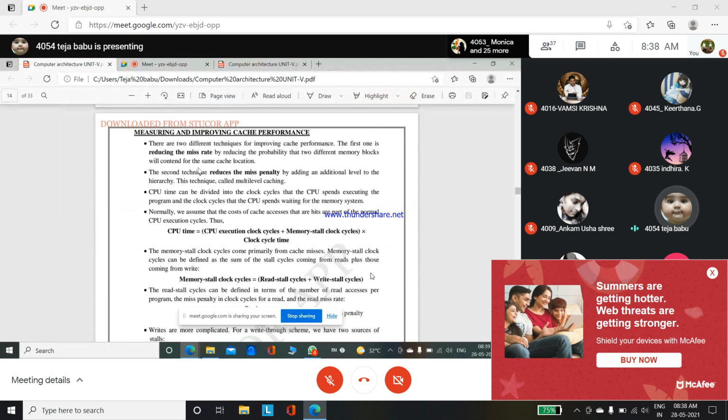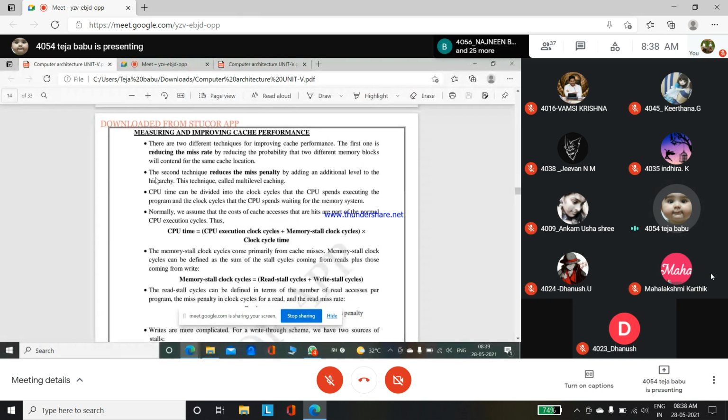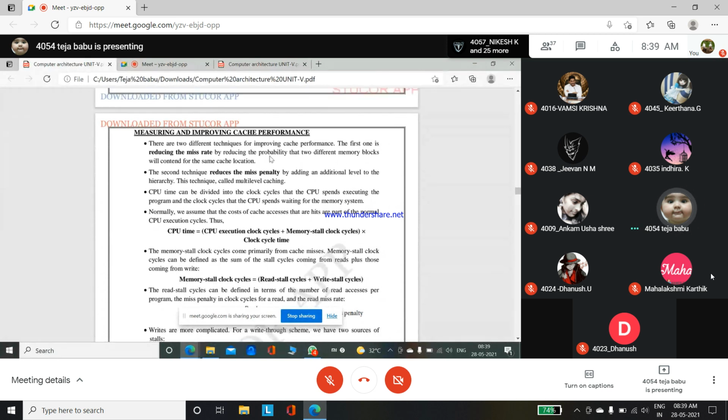The first one is reducing the miss rate by reducing the probability that two different memory blocks will contend for the same cache location. Two different memory blocks compete for the same cache location. By reducing that probability, we can reduce the miss rate, which improves the cache performance.